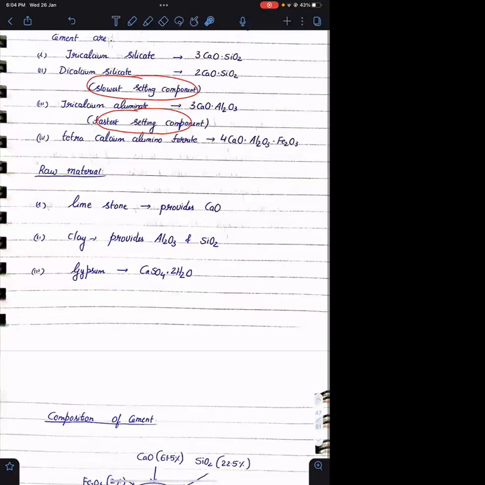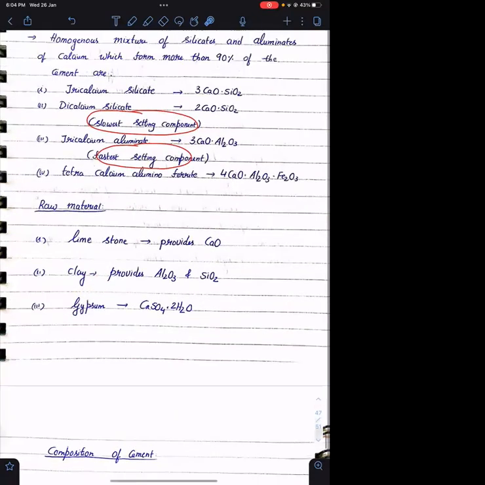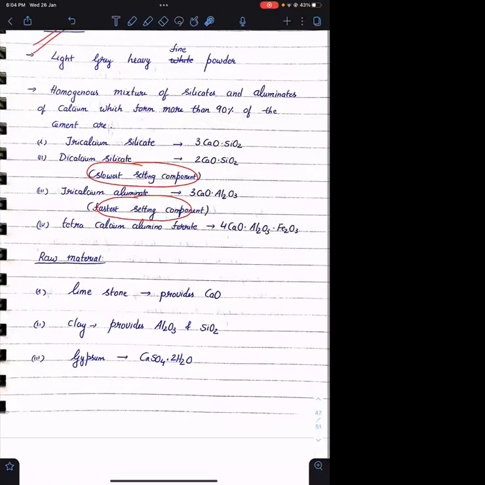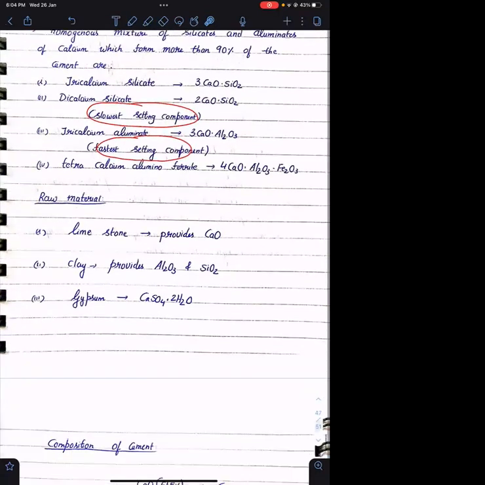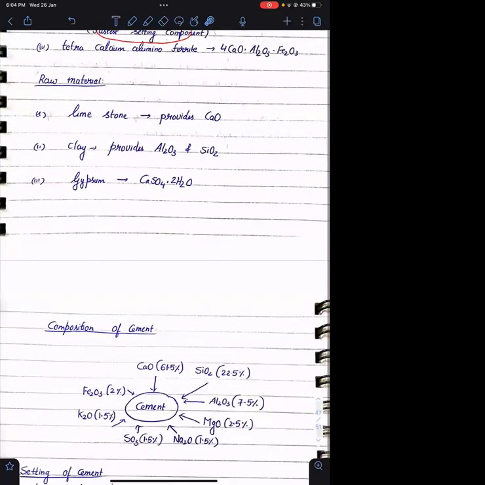From clay. Clay is the source of alumina and silica. Alumina is Al2O3, from which aluminate forms. Silica is SiO2, from which silicate forms. And gypsum, CaSO4.2H2O. If you add all these things, you get this composition. There are no separate preparation methods; individual reactions are not in our syllabus. So don't worry about separate things.